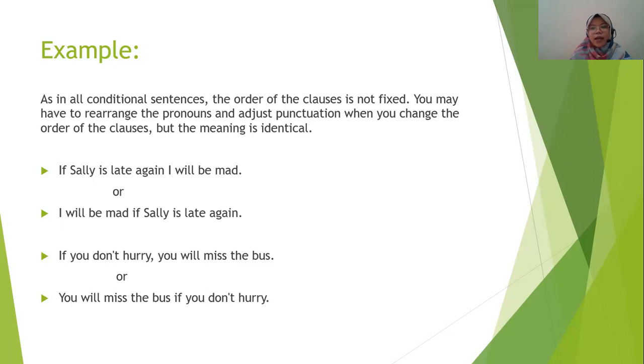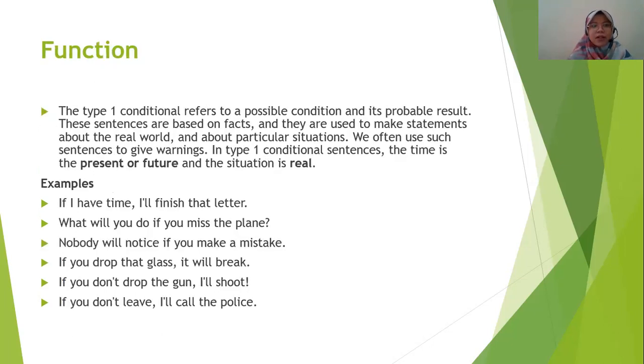So the example: if Sally is late again, I will be mad. You can see that "if Sally is late again" is present tense, and "I will be mad" is the future tense. And you can also change the arrangement: I will be mad if Sally is late again. It is the same with the second example.